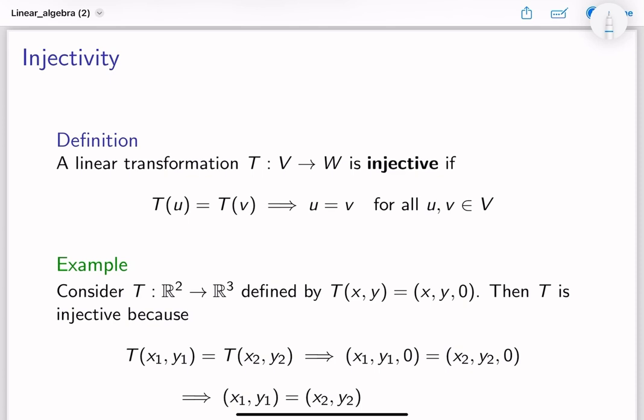In the previous videos, we defined linear transformations and the kernel and the image of linear transformations, and we've given some examples and properties of these. Namely, we proved that the kernel and the image of a linear transformation are actually subspaces of the domain and the codomain respectively.